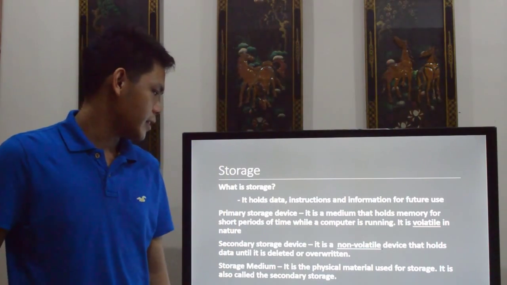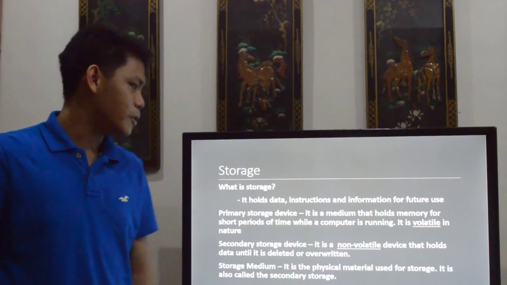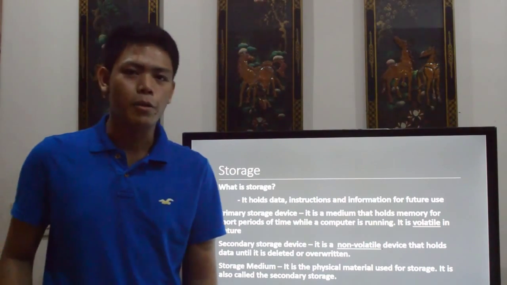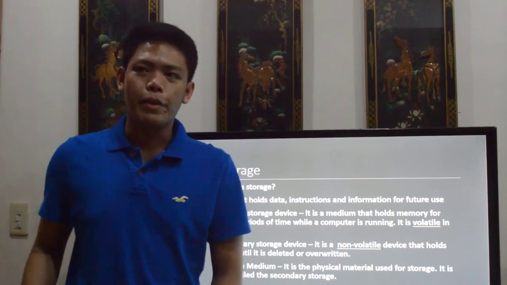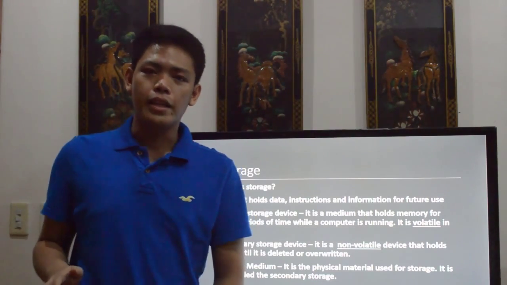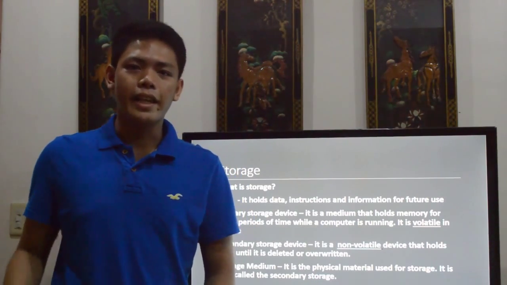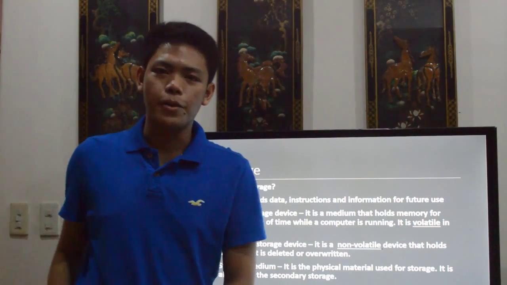So what is storage? It holds data, instructions, and information for future use. A primary storage device is a medium that holds memory for short periods of time while the computer is running. And it is volatile in nature. When you say volatile, when the computer is turned off, all data that is loaded inside the primary storage will be erased.